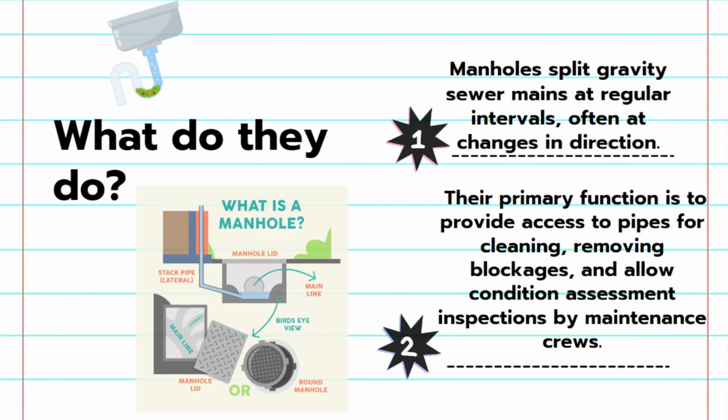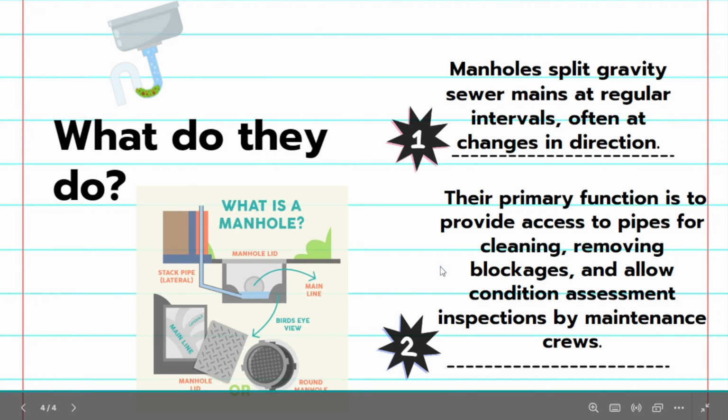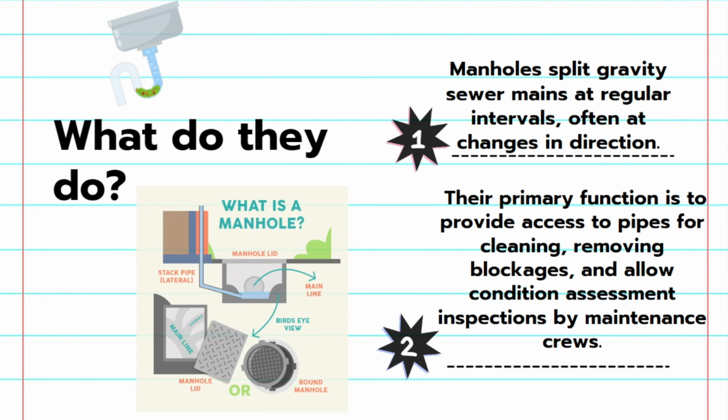And it also allows for their primary purpose, which is to provide access to pipes for cleaning, removing blockages, and allow condition assessment inspections by maintenance crews. So these maintenance crews can come and look at the inspection chambers, which is why they're called inspection chambers, and see what's happening, if there is any blockage that they need to clean out, and so on. All right, so that is the purpose of the manholes.